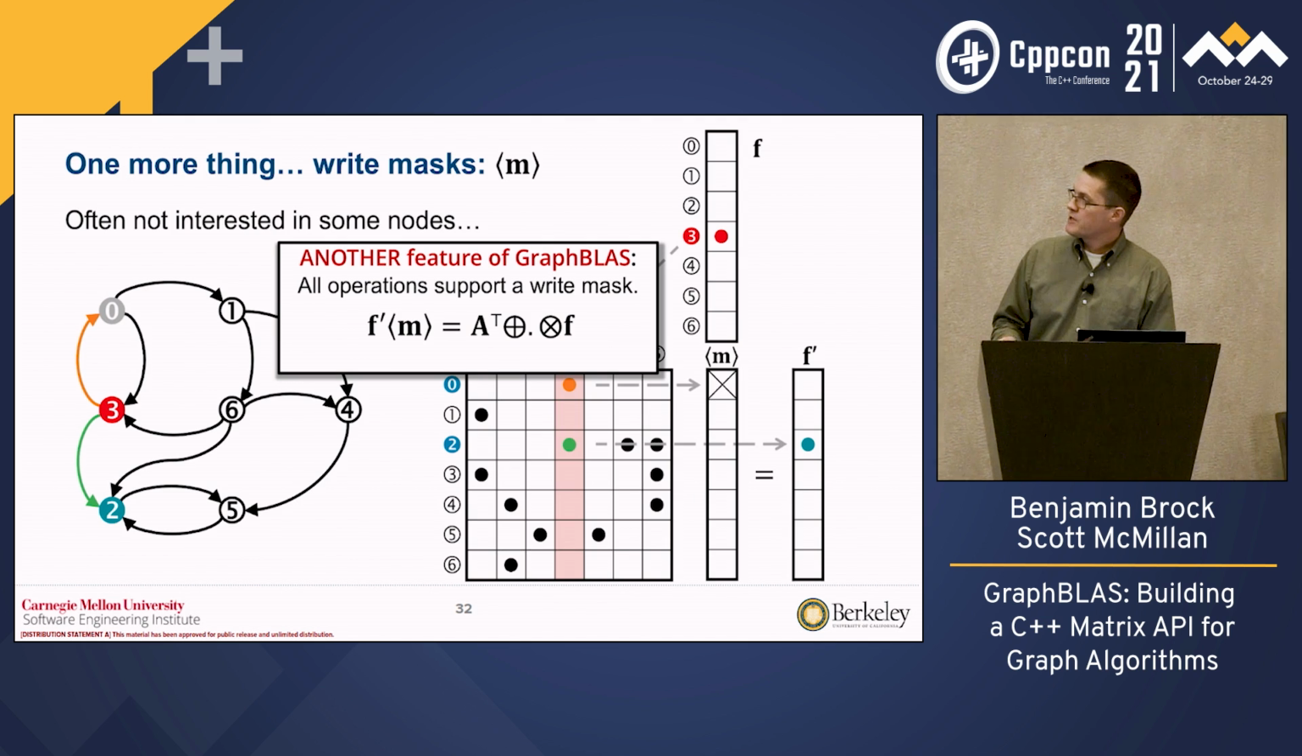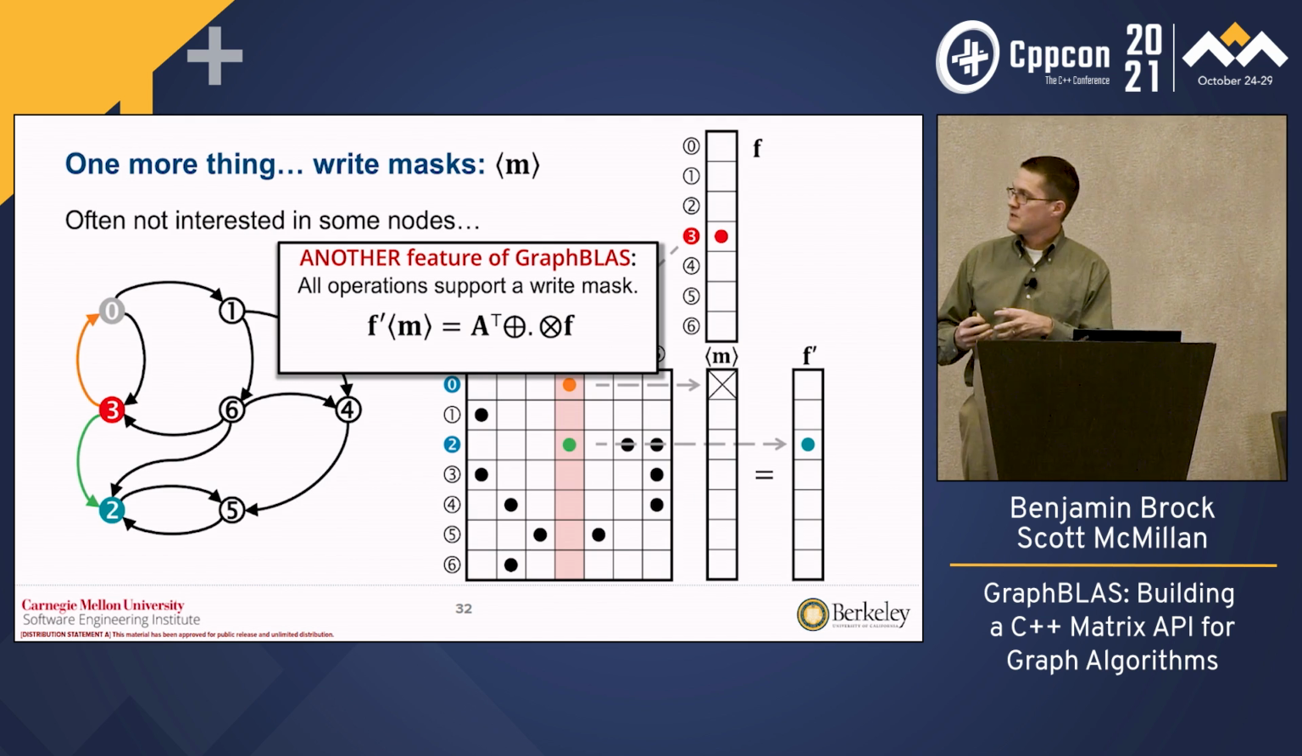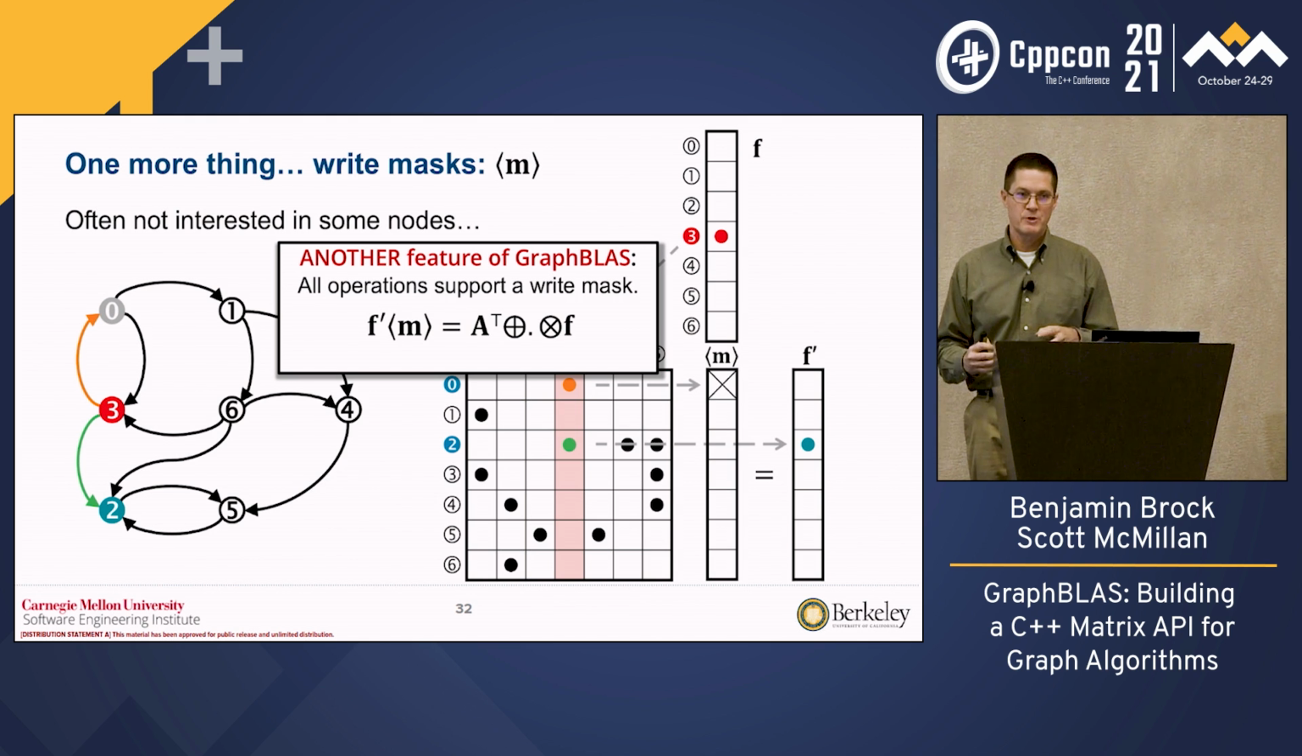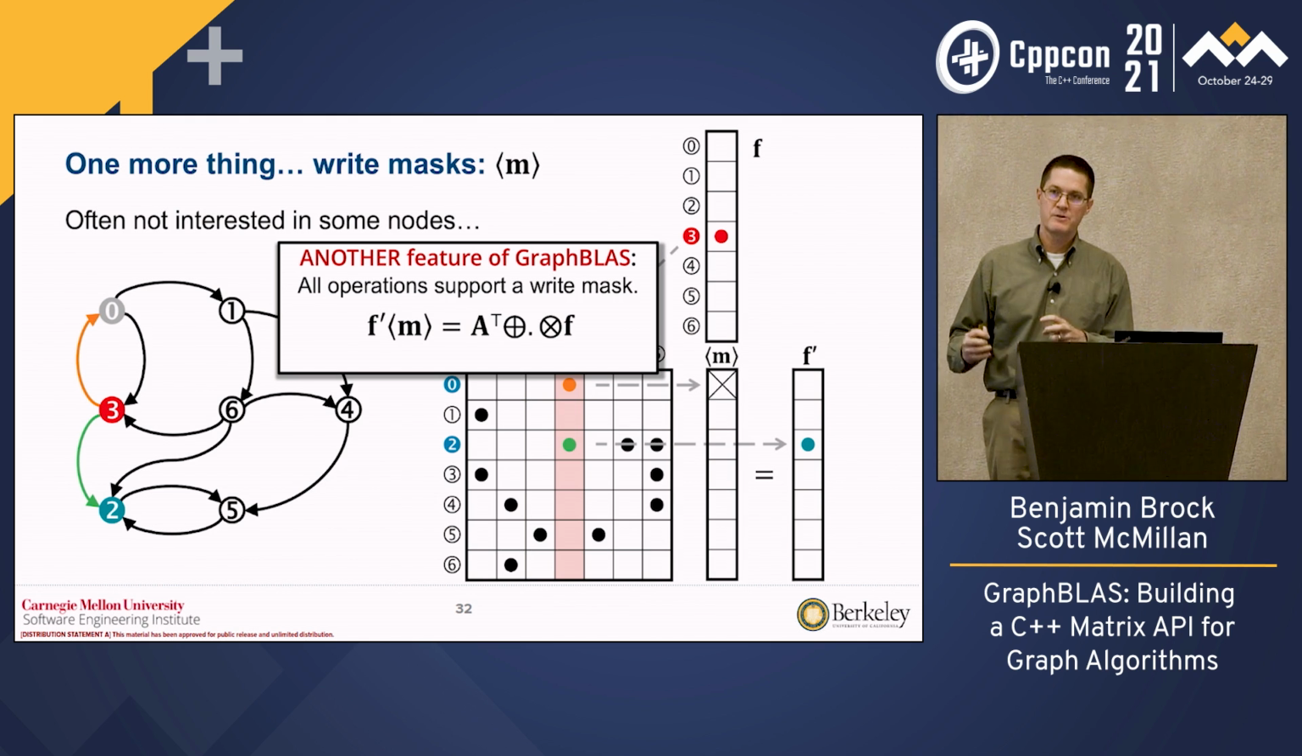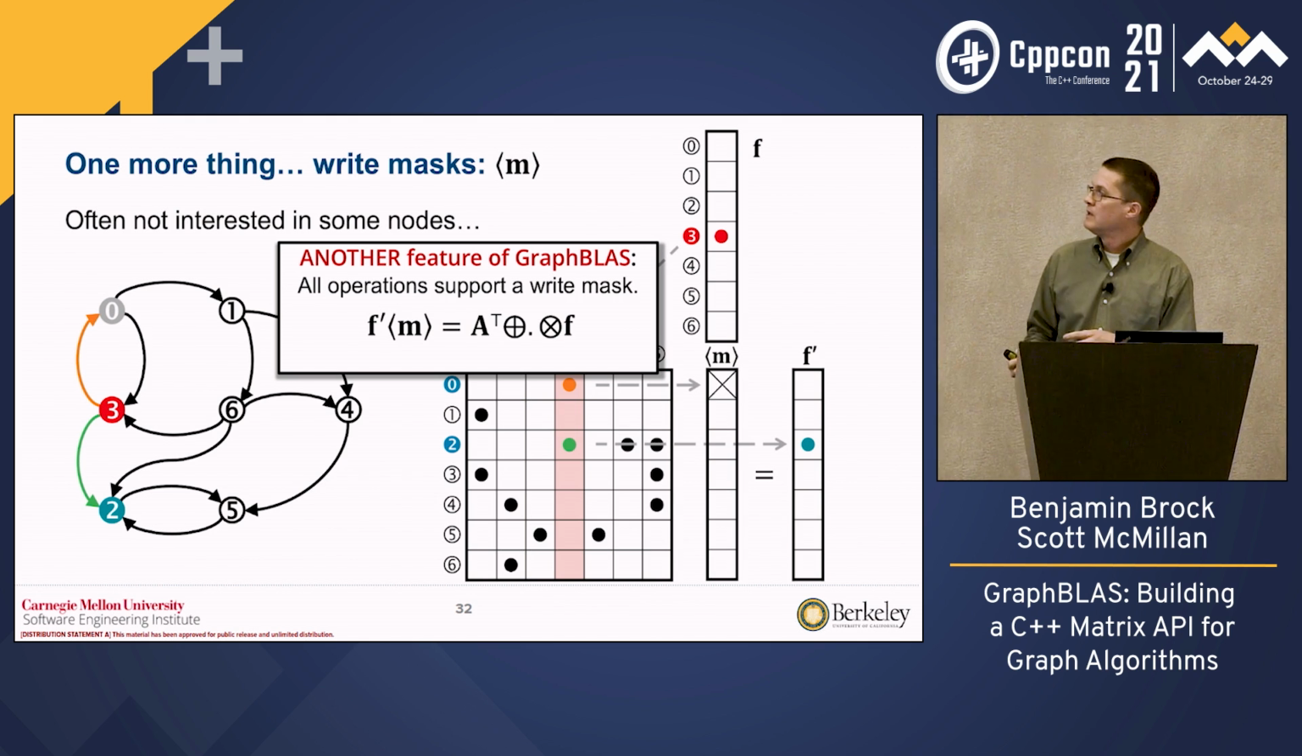That's just the notation that we use. So this is the mathematical notation for masked sparse matrix vector multiplying in GraphBLAS. You have the matrix, the semiring, and the F vector on the right. You have the write mask on the left. You think of it as like a filter for what you're able to write in the output.